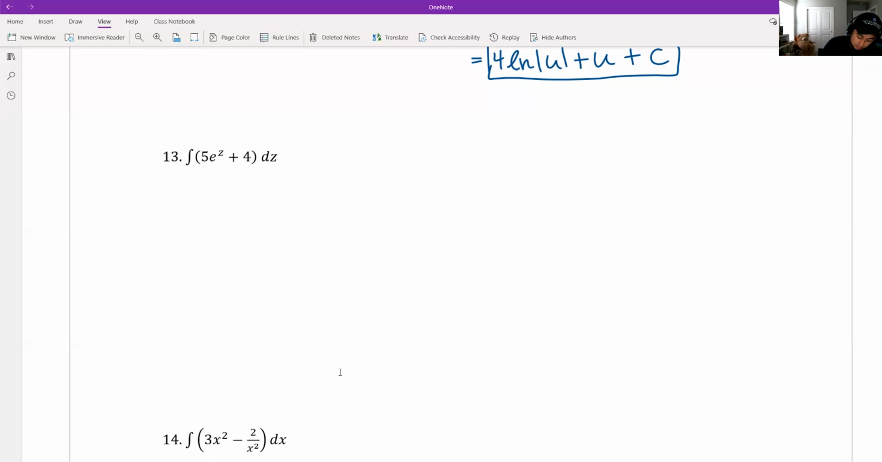So, to start with, what's the integral of 5e to the z gonna be? The integral of 5e to the z is, guess what? 5e to the z. Plus, what is the antiderivative of a constant? What is the integral of 4 gonna be? Well, that is just gonna be 4z. And we're done. Harmless, painless, nice. Don't forget to add your c.